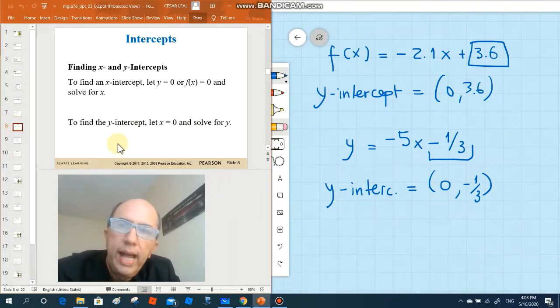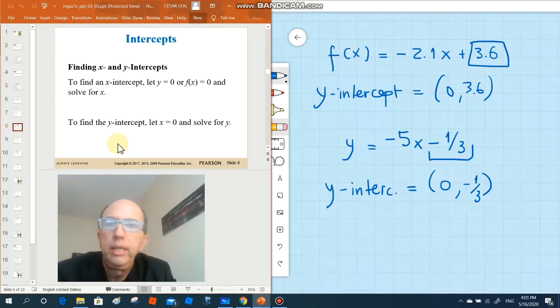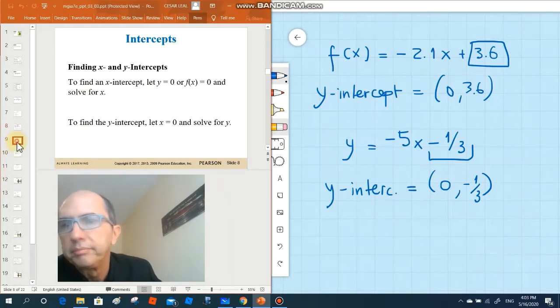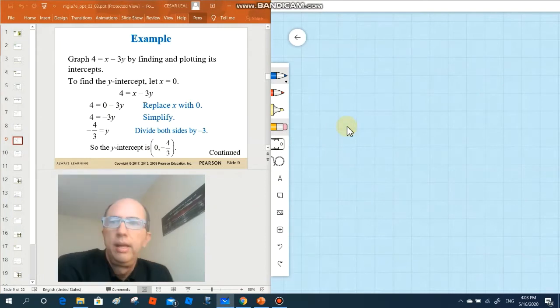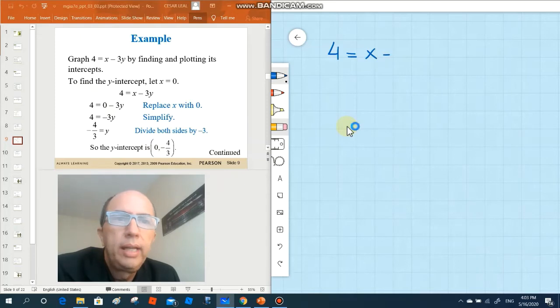To find an x-intercept, as we have seen, you let y equals 0 or f(x) equals 0 and solve for x. On the other hand, to find the y-intercept, you let x equals 0 and solve for y. Let's work out this example. Graph 4 equals x minus 3y by finding and plotting its intercepts.